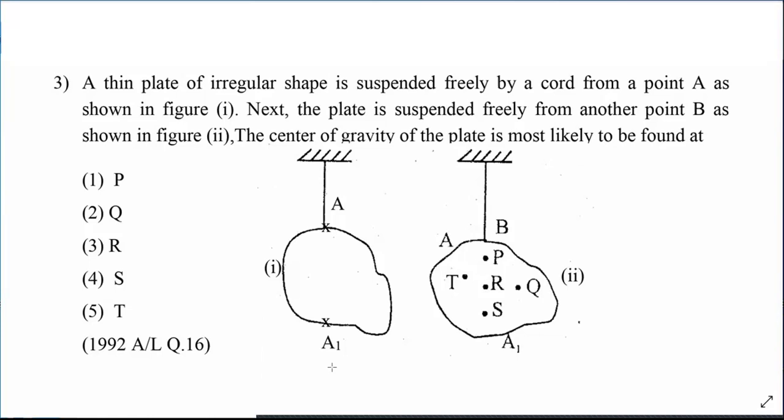Now, the method is very simple. We have learned the method. Center of gravity: the object, this plate, is hung by the point A. Therefore, where should the center of gravity be? It should be somewhere on the line joining A and A1. Am I right here? Just tell me yes or no. Yes, sir. Now, the string is connected to the point B.